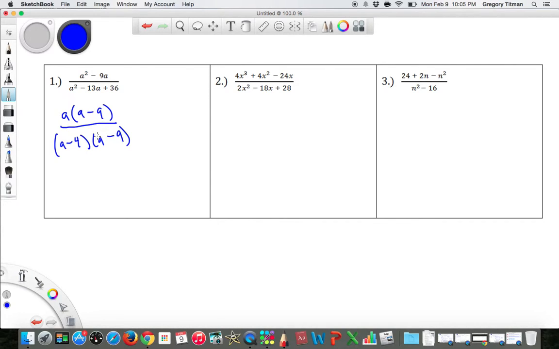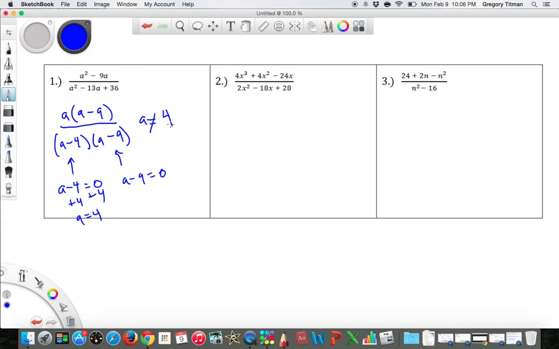Before we finish simplifying it, now is a perfect time to figure out what values of a we must exclude. Remember, if either of these factors equals 0, then the product of our denominator would equal 0 and the expression would be undefined. So what we need to do is find what value of a makes this factor equal to 0, and what value of a makes this factor equal to 0. These are both pretty straightforward to figure out. We would add 4 to each side here. We get a equals 4.